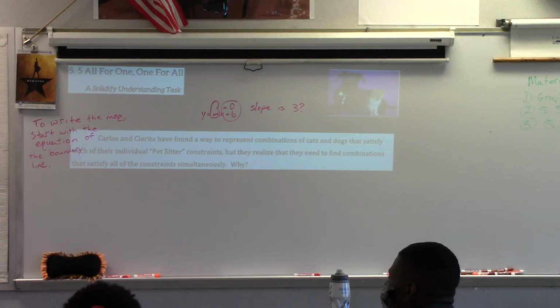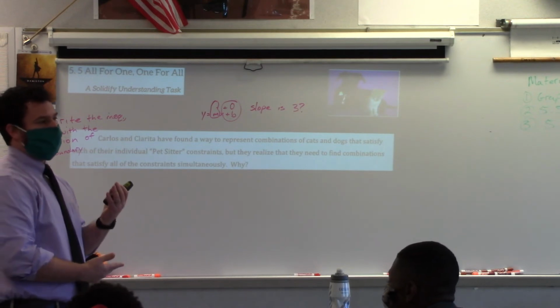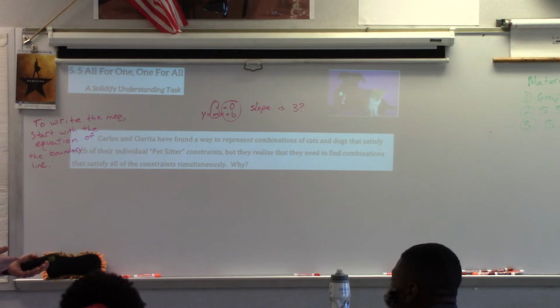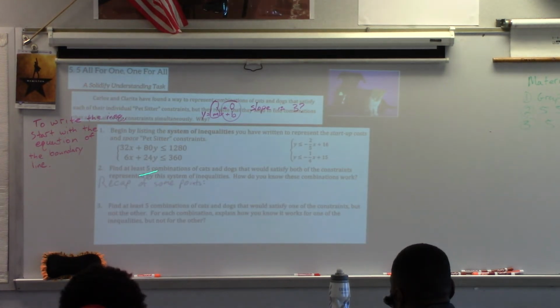Yes. Is it a possibility they have enough space for a combination of cats and dogs, but not enough money? Very possible. So if they have enough space, but they don't have enough money, can they do that number of cats and dogs? No, right? So when we talk about these constraints, we have to satisfy all of them to make sure that we can actually make it happen. All right? So we already wrote this system of inequalities, right?